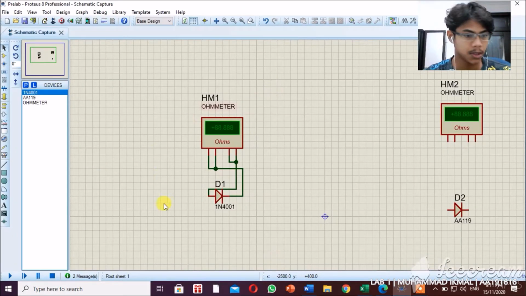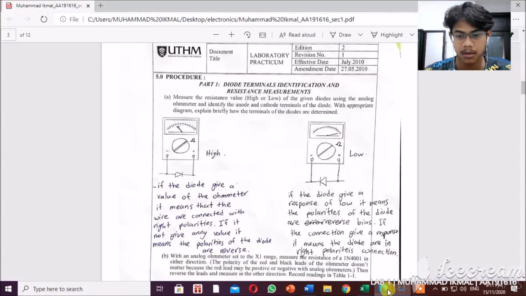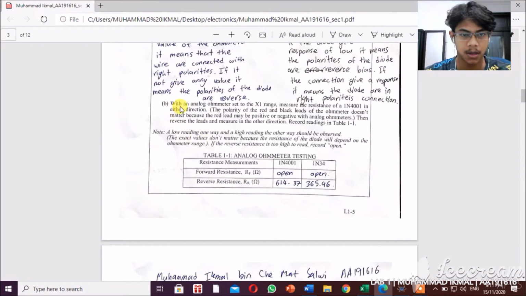So let's go for part B. It shows that the question is about using an analog ohmmeter set to the X1 range to measure the resistance of a 1N4001 in either direction. The polarity of the red and black leads of the ohmmeter doesn't matter because the red lead may be positive or negative, and so on.